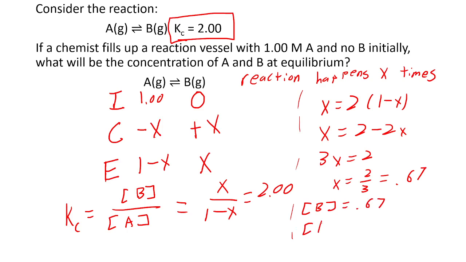But then for A, we have to go back to our equilibrium equation, which is 1 minus X. So we have 1 minus 0.67. That'll give us 0.33 molar. So that's our concentration of A. That's our concentration of B. Just make sure you account for the equations you actually have. Sometimes you might have a 2x. Maybe you need to double it. So X is when you're almost done, but not quite. You still have a little bit more to do there.